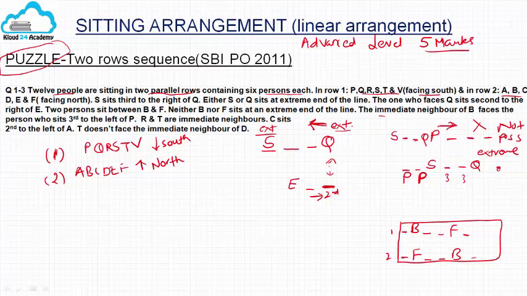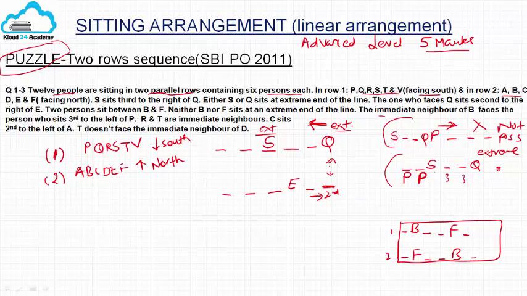P can't sit on the left side of Q. That will make 8 people as defined here, so this is not possible. So P will be on the right side of Q, like this. P can't be here because there are at least 3 people on the left side of P. So P will be either here or here. So this makes it like this.